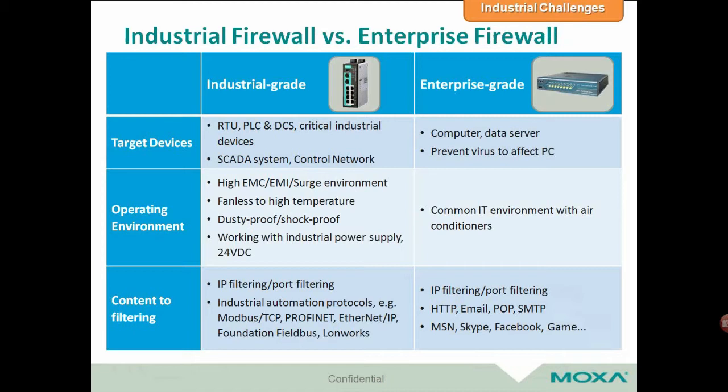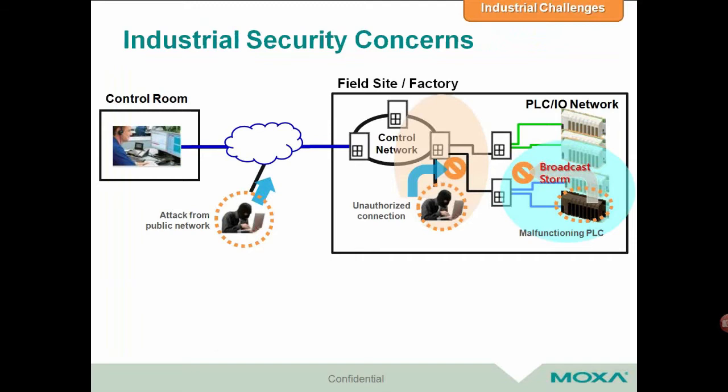Just like in enterprise systems, firewalls are an important tool in industrial cybersecurity. Here's a side-by-side comparison of an industrial grade versus enterprise grade firewall. You can see that both devices are designed to protect very different types of devices. They're designed to operate in different environments, and they're designed to filter different types of content. It's important to note that an enterprise firewall is likely not going to provide adequate protection for an ICS.